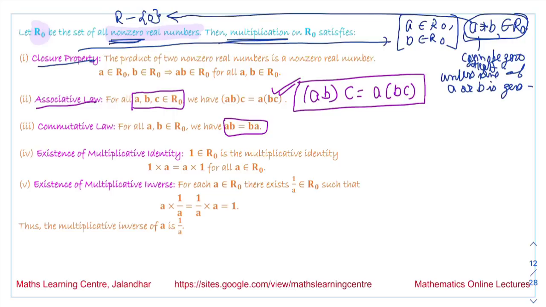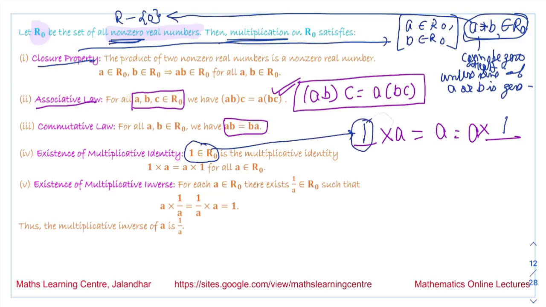Next we are talking about the existence of the multiplicative identity. So we want to find an element such that it times A is equal to A, which is equal to A times that element, and we know that the element over here is 1. That is, 1 is a non-zero real number which when multiplied with A gives us the answer as A. So 1 is the multiplicative identity, and this holds for all A belongs to R naught.